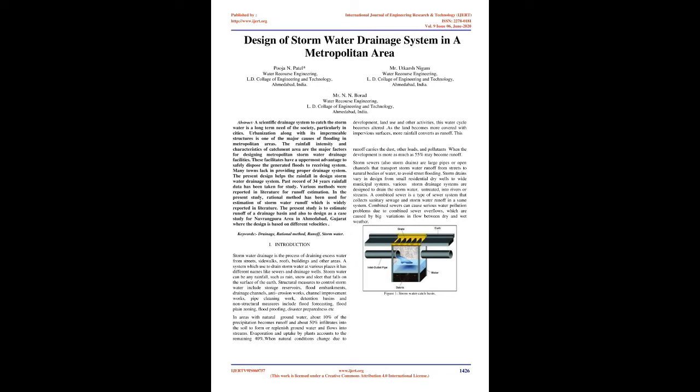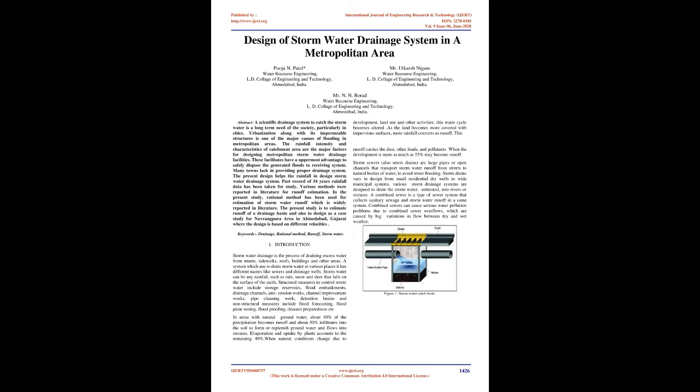Past record of 34 years of rainfall data has been taken for study. Various methods were reported in literature for runoff estimation. In the present study, the rational method, which is widely reported in literature, has been used for estimation of storm water runoff. The present study is to estimate runoff of a drainage basin and also to design, as a case study for Navrangpura area in Ahmedabad, Gujarat, where the design is based on different velocities. Keywords: drainage, rational method, runoff, storm water.